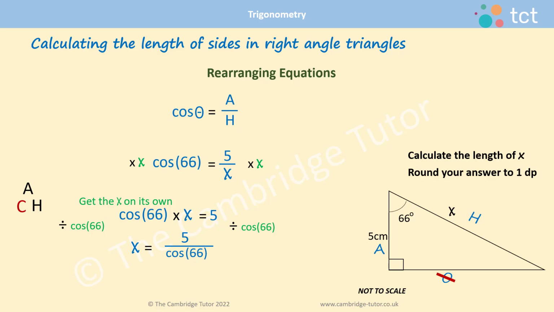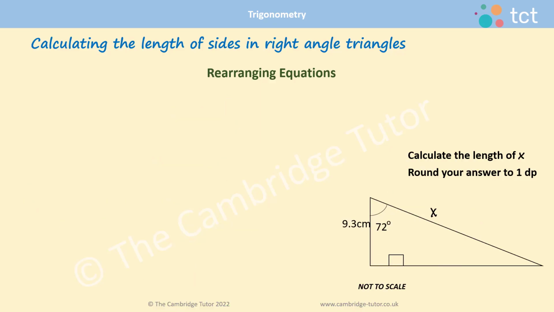And that's what you put into your calculator. 5 divided by cos 66, close the bracket, equals, and you'll get 12.2929 and so on. You've been asked to round your answer to 1 decimal place, so that will be 12.3 centimetres. See how you get on with this one. Press play when you're ready.